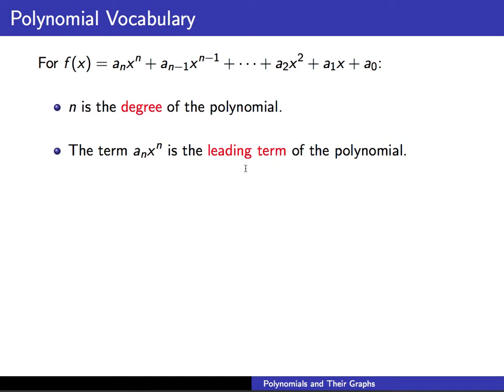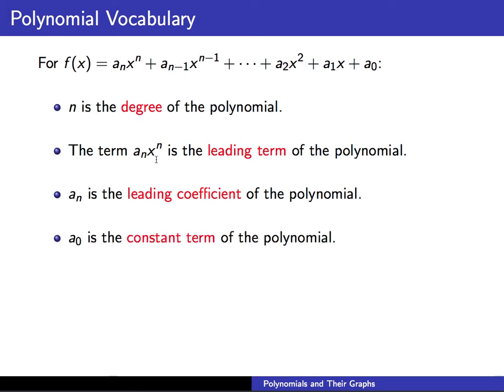And if we rewrite those powers from highest to lowest, we can get an idea of why this is called the leading term of the polynomial. The coefficient for the leading term is the leading coefficient. So it's just the coefficient in front of the variable that has the highest power. And then finally, the constant term is the one that does not have a variable with it.